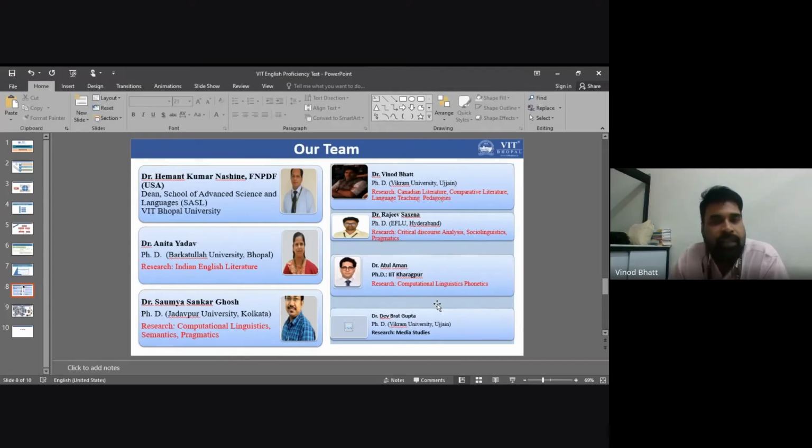This is our team, and Dr. Hemant Kumar Nashine is the dean of the School of Advanced Sciences and Languages, and we all work under him. We have a team of about 7 people, and I, Dr. Vinod Bhatt, am the senior most in the department next to the dean. We have Dr. Anita Yadav, Dr. Rajiv Saxena, Dr. Atul Aman, Dr. Soumya Shankar, Dr. Debrat Gupta. Other than that, we have Dr. Chandrama, Dr. Narendra, and a couple of research scholars as well.